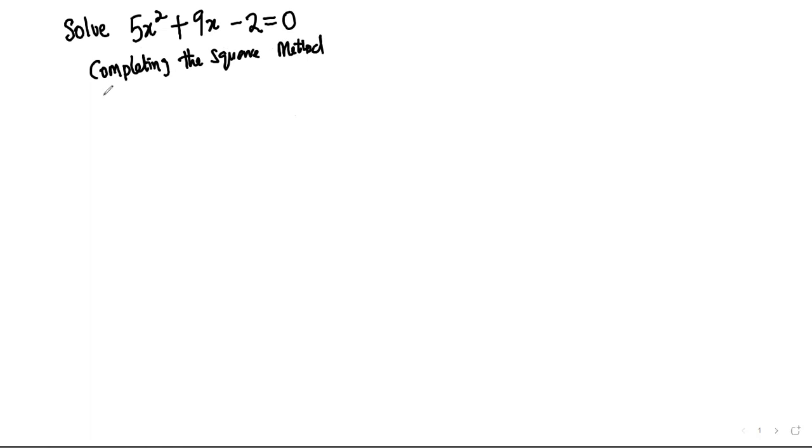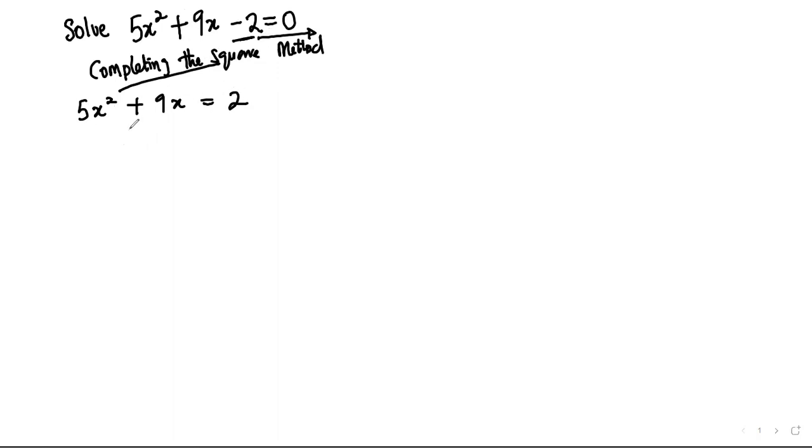All right, so now we want to solve this problem by completing the square method. I'm going to take this video one step at a time, so just stick with me to the very end of this video. So first thing I want to do, this is the equation that is given to us. I want to take out this constant term to the right hand side of the equation. So I'll have 5x squared plus 9x equal to 2, right? That's the first thing we want to do.